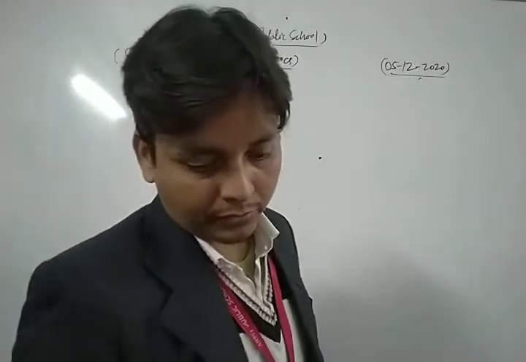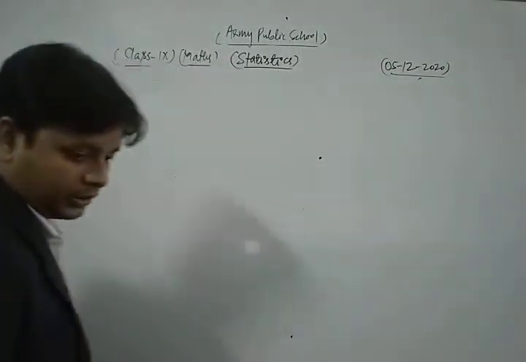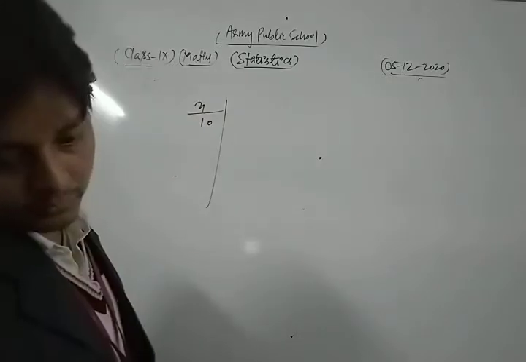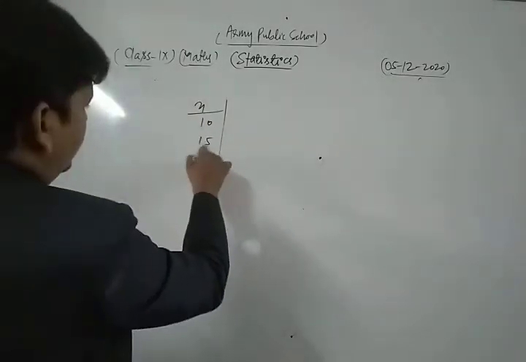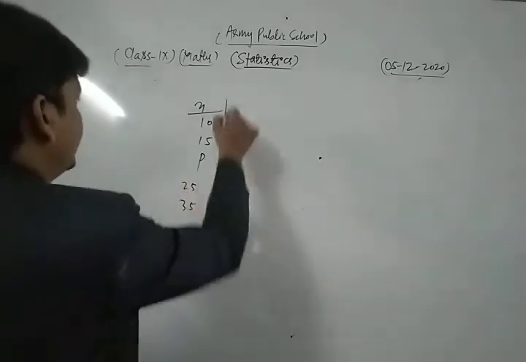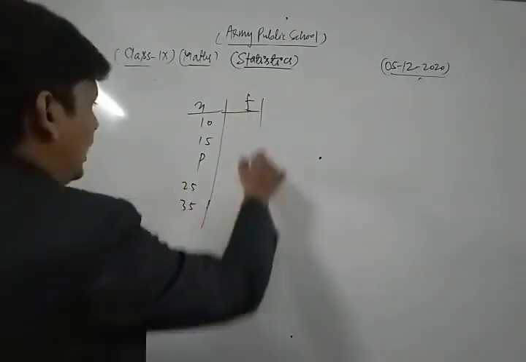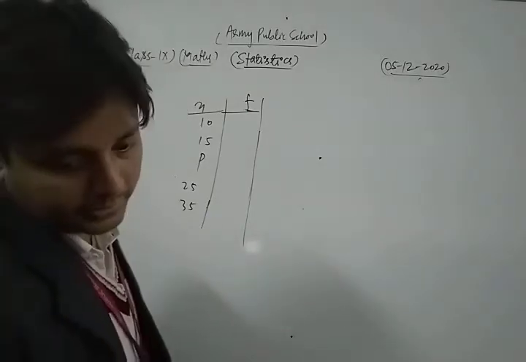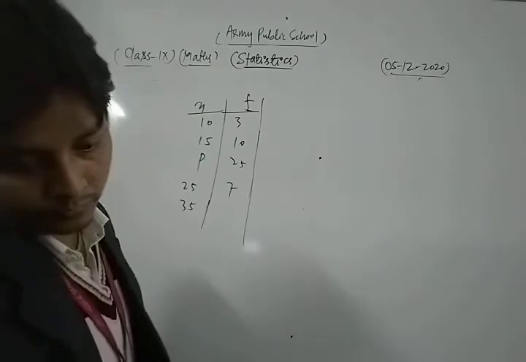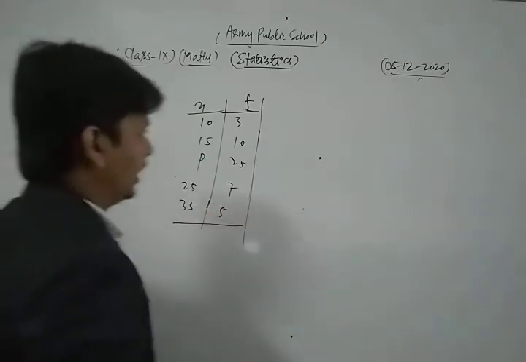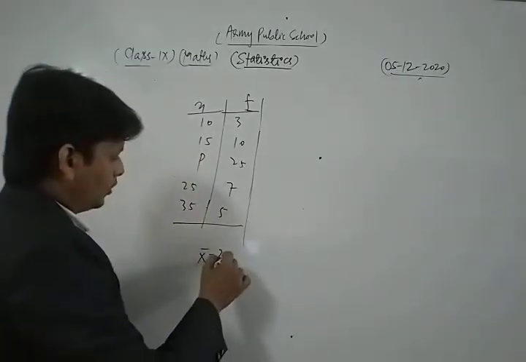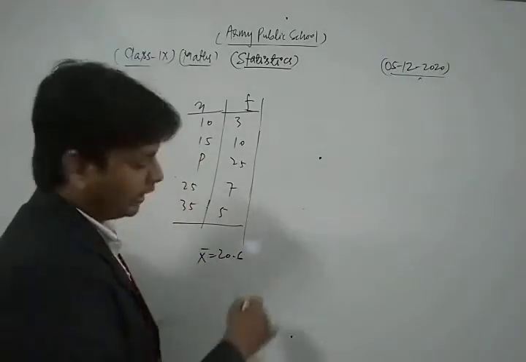Now similarly, suppose we have a distribution where the values of the variable x are 10, 15, p, 25, 35, and their corresponding frequencies are 3, 10, 25, 7 and 5. The mean of the given distribution is 20.6. The mean is given, and we find the value of p.